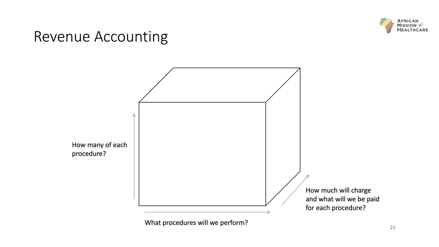This cube is meant to reflect three dimensions of revenue forecasting or revenue accounting. The forecasting is what you do ahead of time. The accounting is what you do during the year. And obviously you want to do both. Three dimensions. Let's start with the horizontal axis. What procedures will we perform? The vertical axis. How many of each procedure will we perform? And lastly, the depth on this cube. How much will we charge and will we be paid for each procedure? And those are the three dimensions.